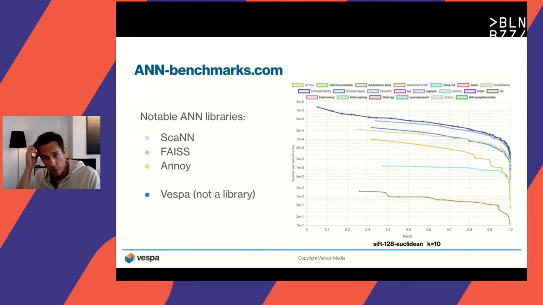Anyways, here I've shown just a few libraries to declutter a little bit. Notable ones are ScaNN from Google, Faiss from Facebook, and Annoy from Spotify, and of course, Vespa. So we have a pull request in to ANN benchmarks to include Vespa's ANN implementation, even though it's not really available as a standalone library. But we wanted to measure how good our implementation is against the others. And as you might see, it's not right at the top, but it's competitive with others we compare ourselves to, which are the other libraries that use this HNSW approach.